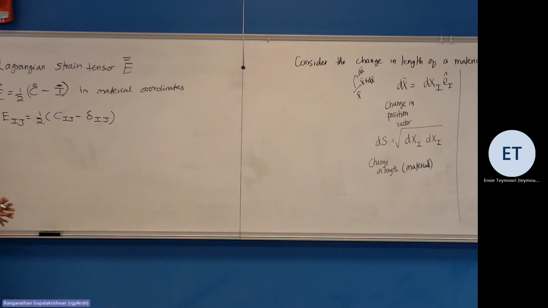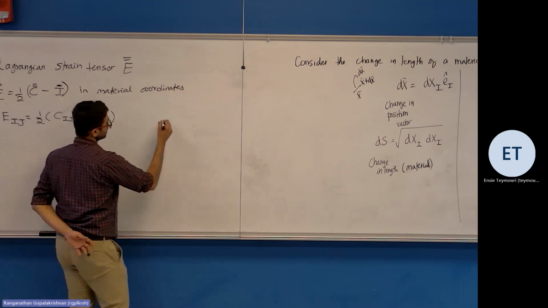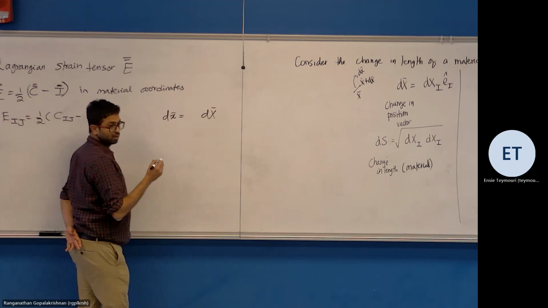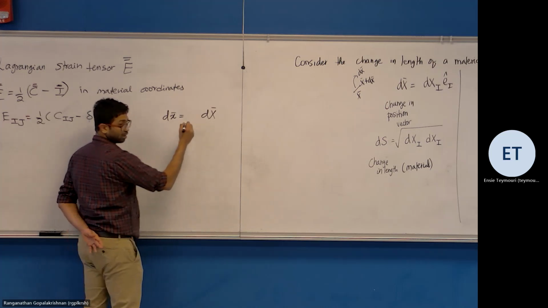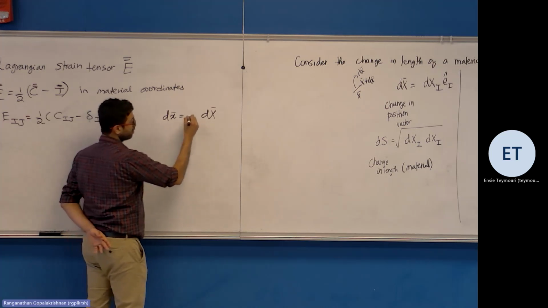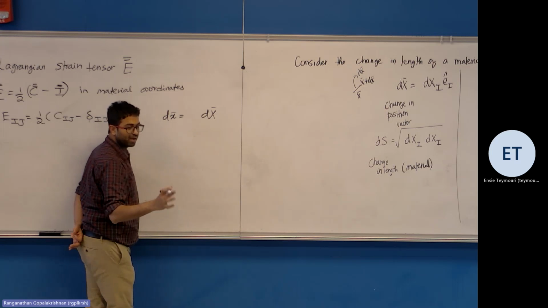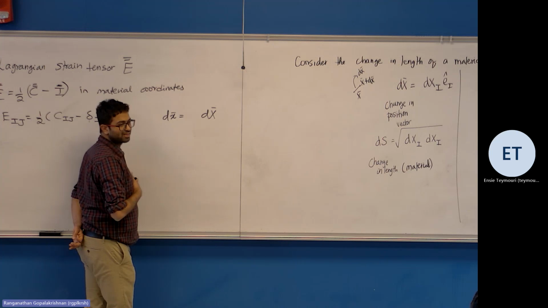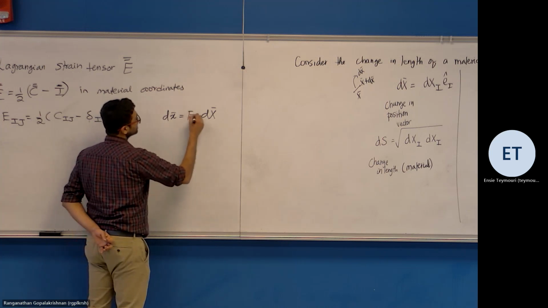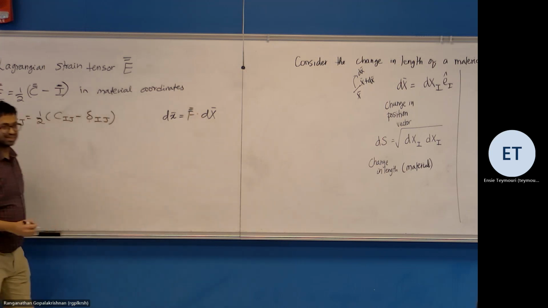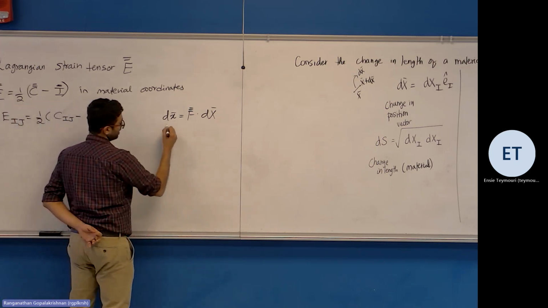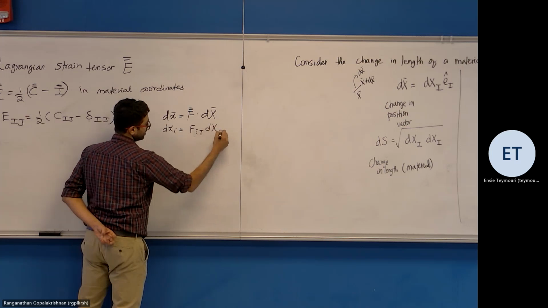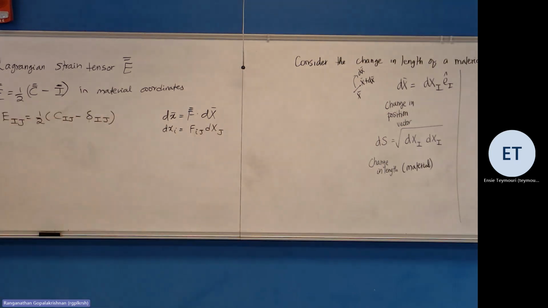What is the basic relationship that relates dx and dX material? Deformation tensor. I'm heartbroken. After all this discussion, you call it a vector. F dot dX. Okay. So you can write dxi is Fij dXj. That's what it means.